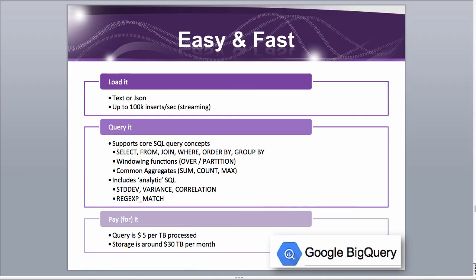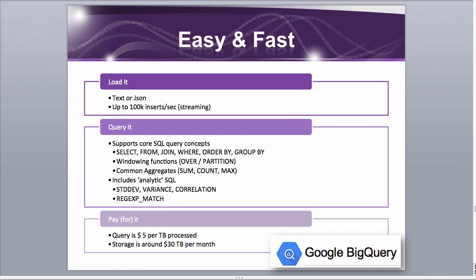So I think BigQuery is a great bleeding edge database in that it's very simple to use. You just load the data with text or JSON. It does support streaming up to 100K inserts per second now. It's new, they turned up the ingestion rate recently.